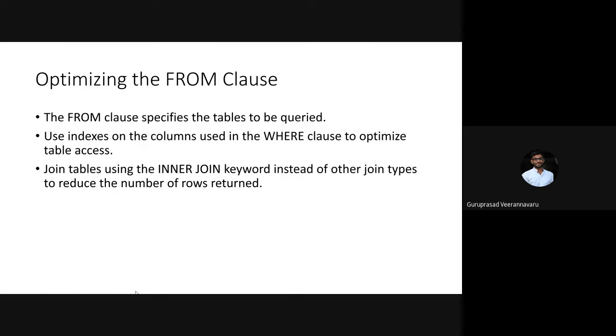Then when you're using the from clause, mostly whenever you are using joins, try to have the smaller table on the left side and the bigger table on the right side, and also try to use inner join. Why? Because if you use outer joins, maybe left outer join or right outer join, there are a lot of unnecessary rows that you don't want.